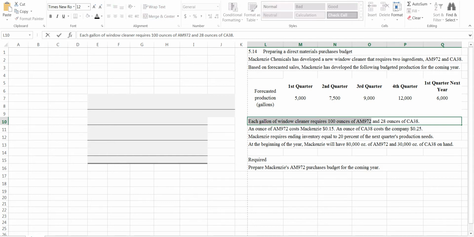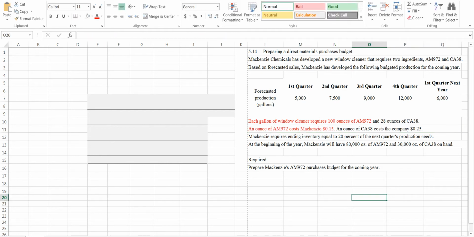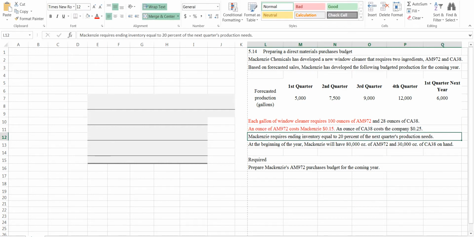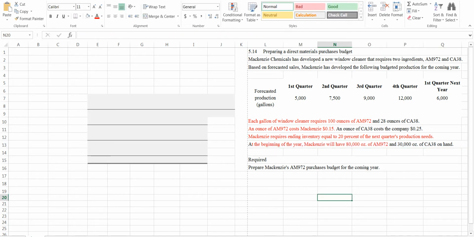All right, so each gallon of window cleaner requires 100 ounces of AM972. The other thing they tell us here, an ounce of AM972 costs 15 cents. Also, McKinsey requires ending inventory equal to 20% of the next quarter's production needs. And finally, their beginning inventory is going to be 80,000 ounces of AM972. All right, so let's get started.